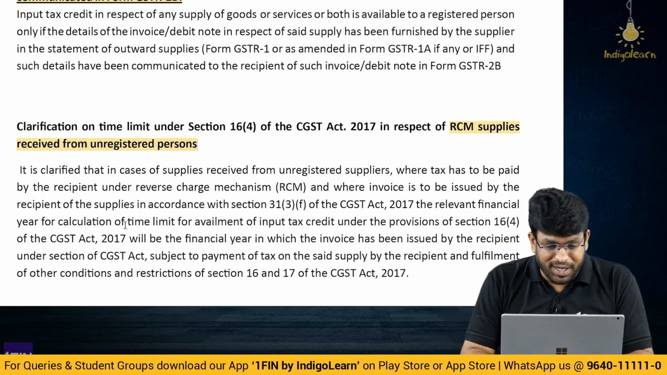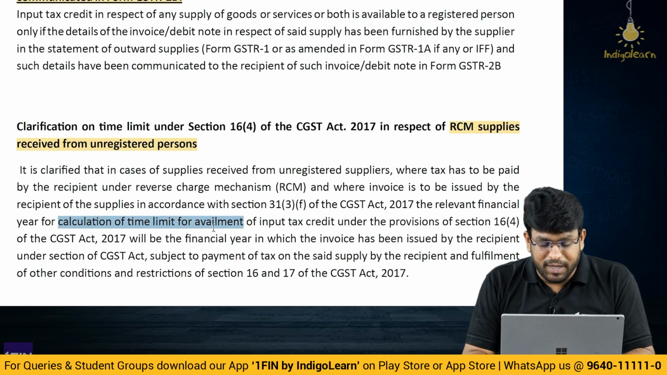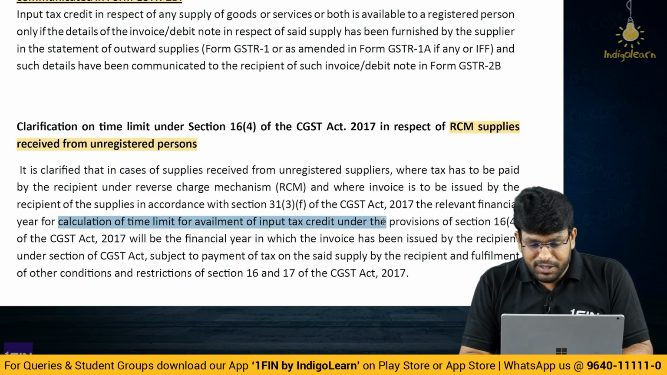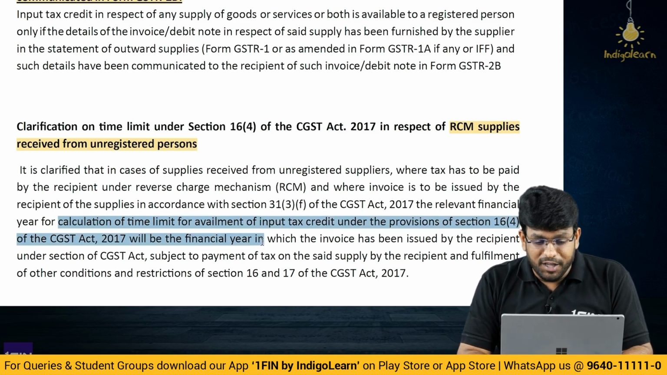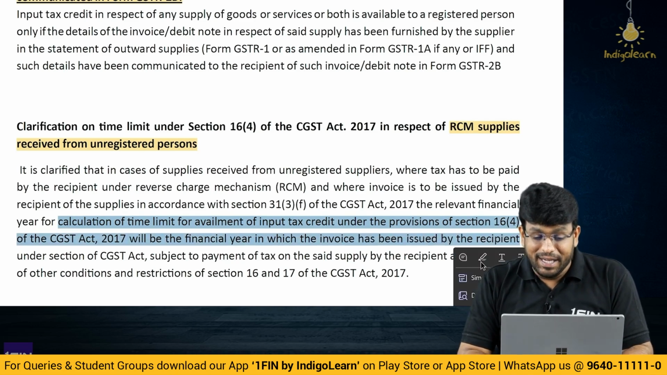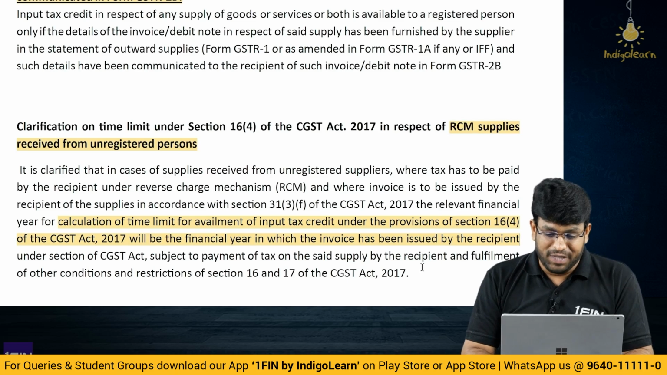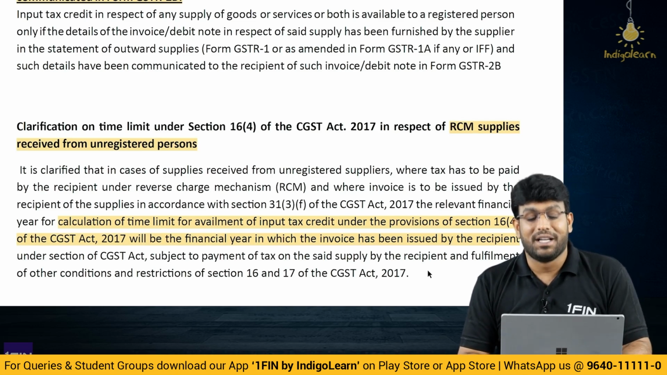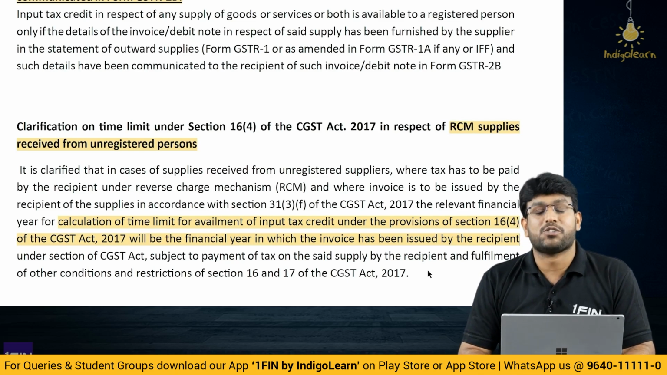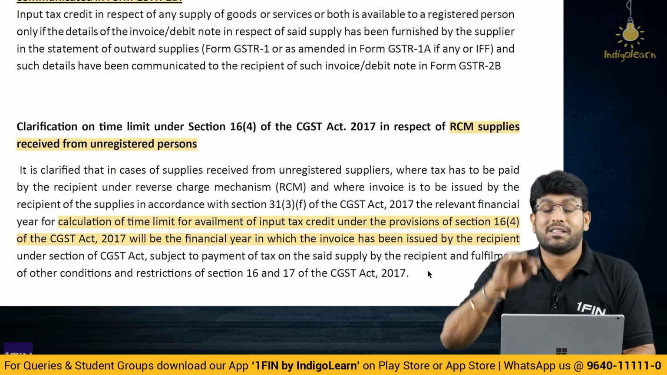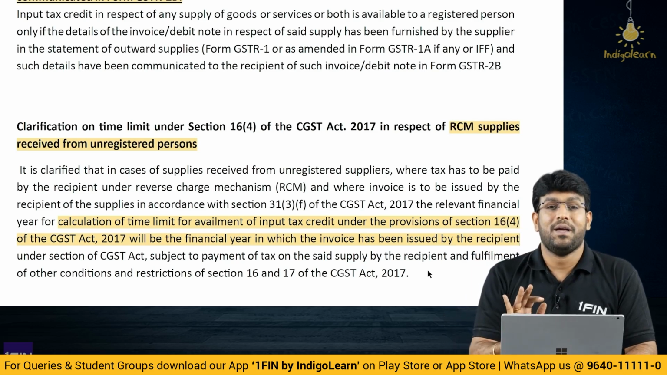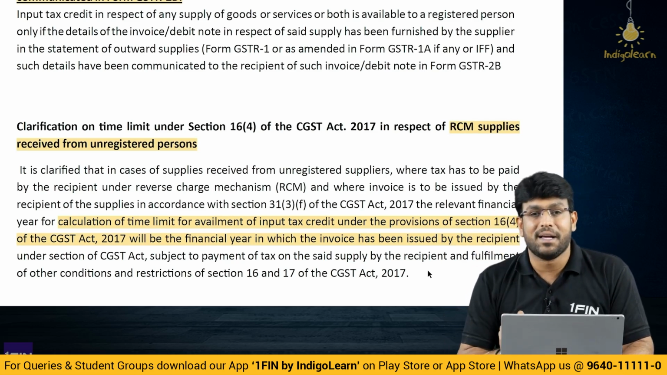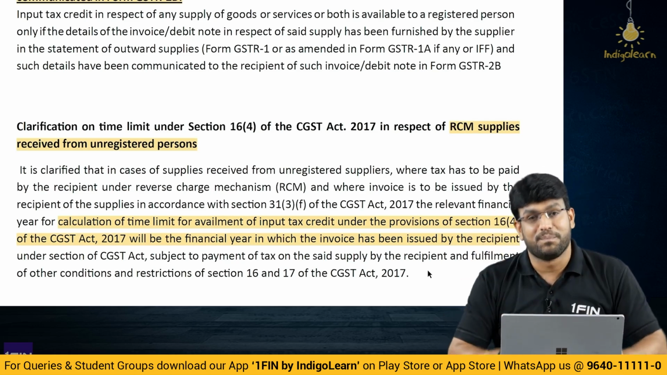In that case, my dear friends, the time limit for availment of ITC under 16.4 will be calculated from the financial year in which the invoice has been issued by the recipient, subject to payment of tax on supply by the recipient and fulfillment of other conditions. So ultimately we will see the time limit based on the financial year in which the invoice is given by the recipient himself, because this transaction is covered in RCM and the supplier is an unregistered person.